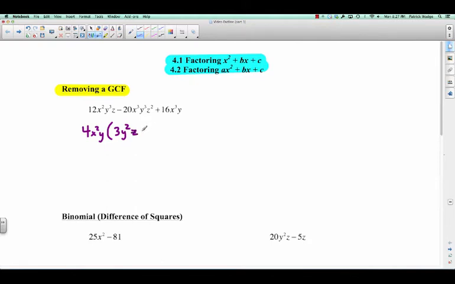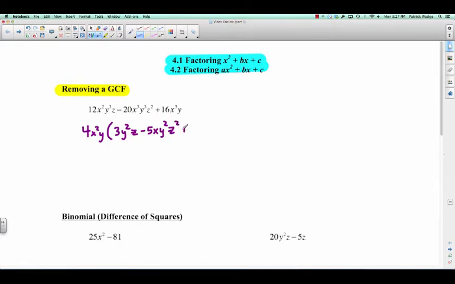How would you get the second term? Well, you'd multiply by negative 5 to get the negative 20. You'd multiply by 1 more x to get the x cubed. X squared times x is x cubed. You'd multiply by y squared. Y times y squared is y cubed. And you would need a z squared to get the z squared as well.